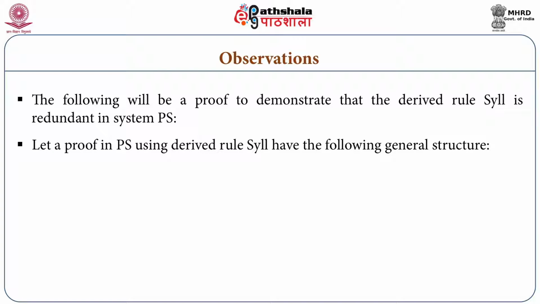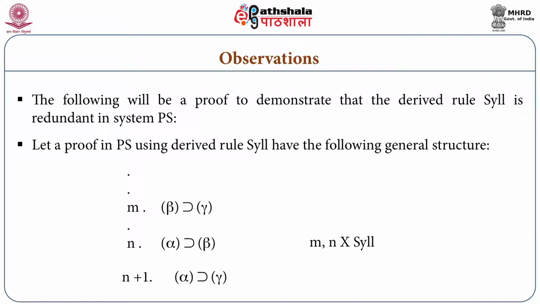Now the proof which is given here is basically a kind of schema, a general structure. So there is a series of derivation coming which is indicated by the dots, and at a step M we have beta implies gamma, and then after a series of derivation we come to step number N, which says alpha implies beta. The next step we have is N plus 1, which is therefore alpha implies gamma, which is the general structure of a derived rule.